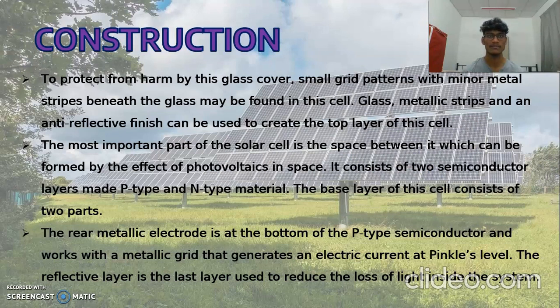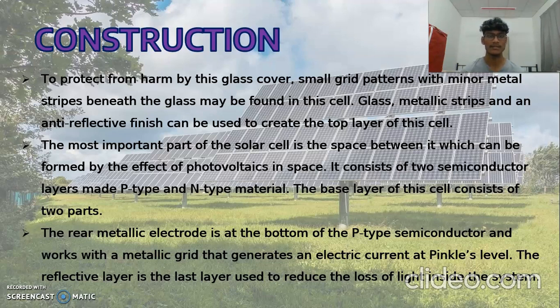Small grid patterns with minor metal stripes beneath the glass may be found in this cell. Glass, a metallic strip, and an anti-reflective finish can be used to create the top layer of the cell. The most important part of the solar cell is the space between each layer, which can be formed by the photovoltaic effect. It consists of two semiconductor layers with P-type and N-type material.